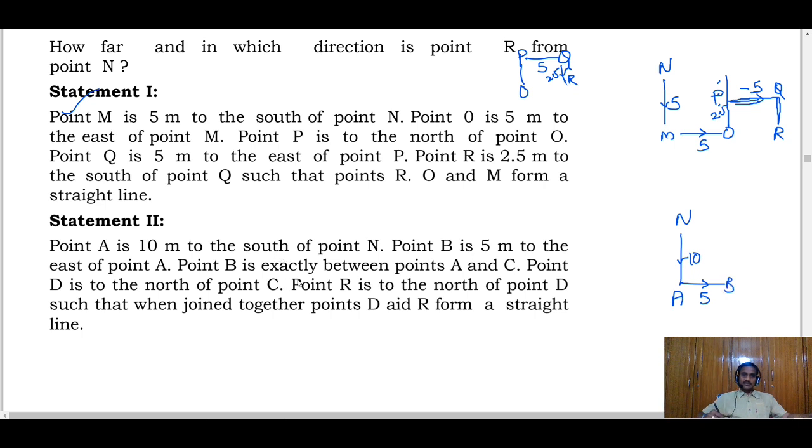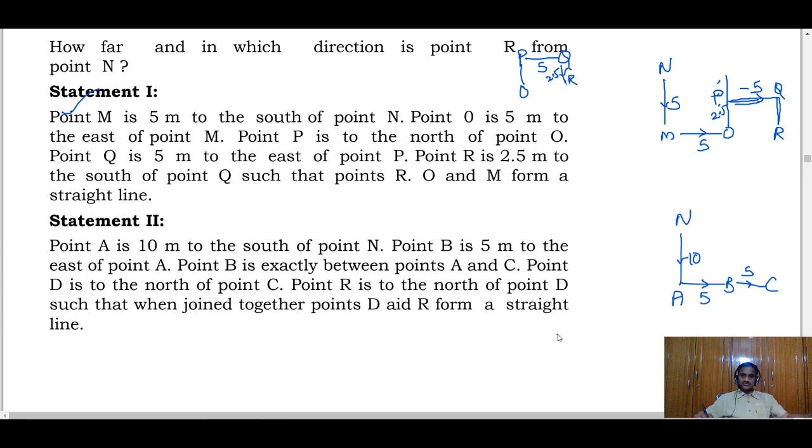And B is exactly between A and C. C is here. Now B is exactly between A and C. D is to the north of C, and R is to the north of D.